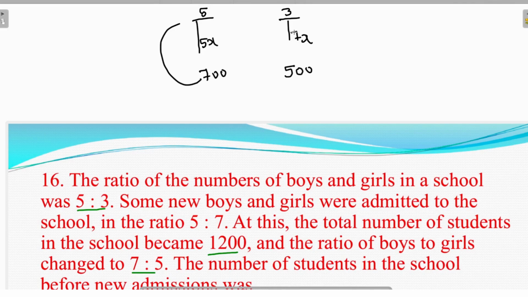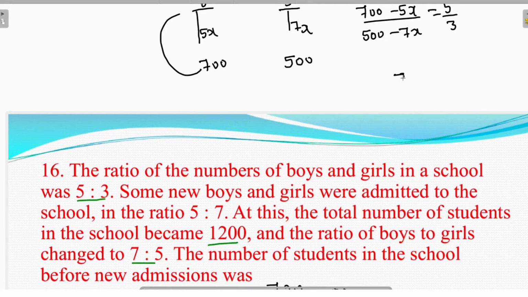Now go in reverse order. Finally 700 boys, I have to remove 5x boys. Finally 500 girls, if I remove 7x girls, then the ratio of boys and girls will be 5 is to 3. Then you will find the x value, then subtract it from 700 minus 5x. If you do that, you will get the same answer. I hope you understand this. If you solve this equation, you will get x, then substitute it in place of x. This is the initial boys, this is the initial girls, then you will get the answer. Fine. Next question.